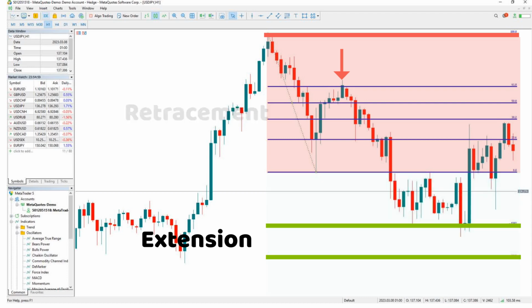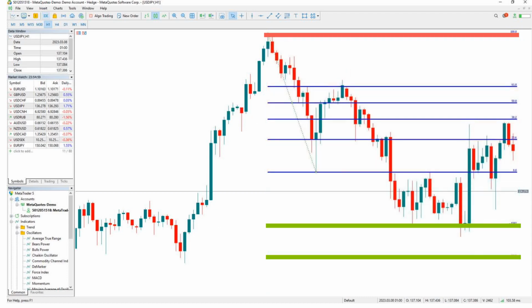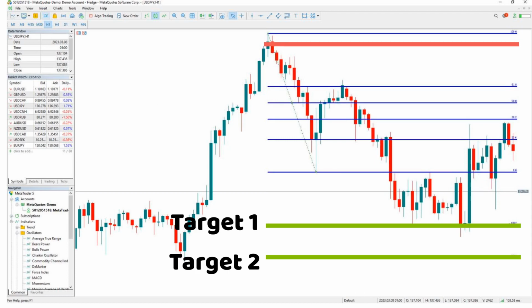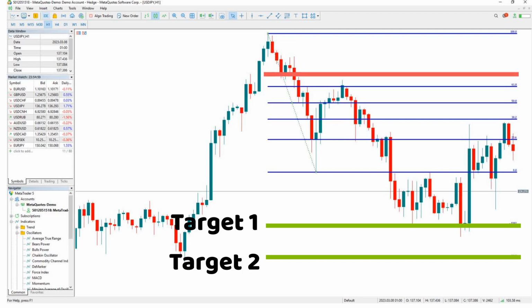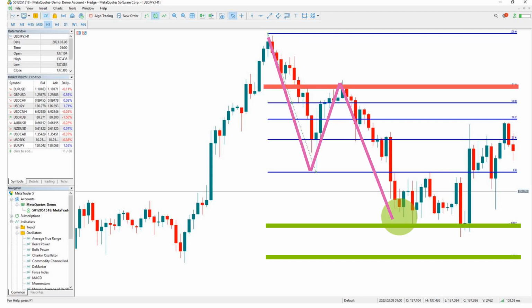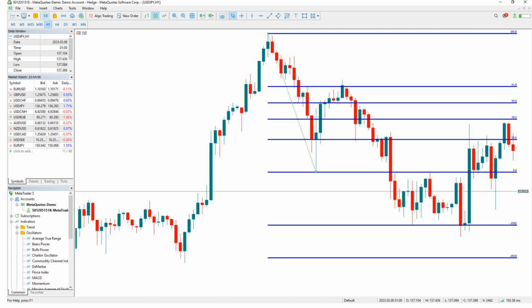In this example, you would set two profit targets, one at each of the extension levels. You would close half the position at the first level, and then move your stop loss to break even and just let the trade play out. We can see that the price hit the first profit target at the 38.2% extension level and begins to move against the trend. So now we know the basics of Fibonacci, let's talk about some strategies.